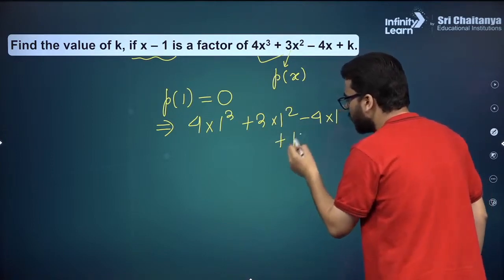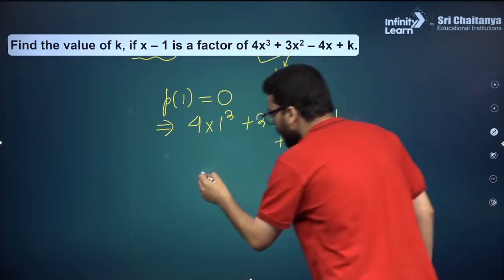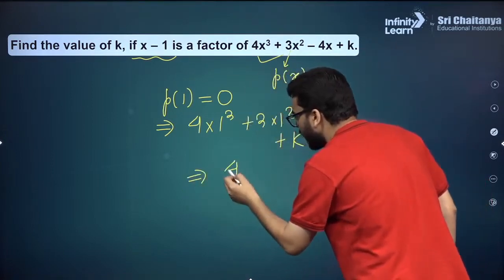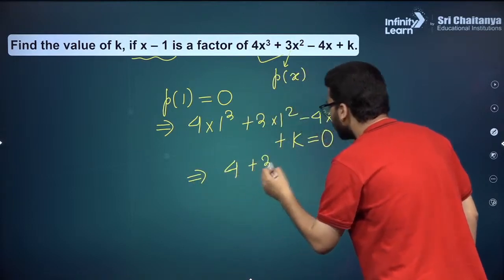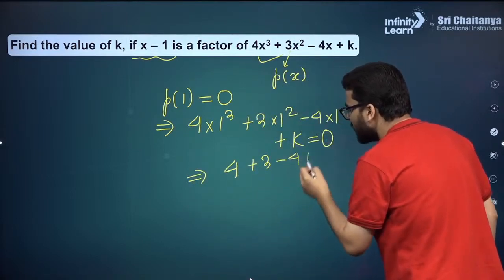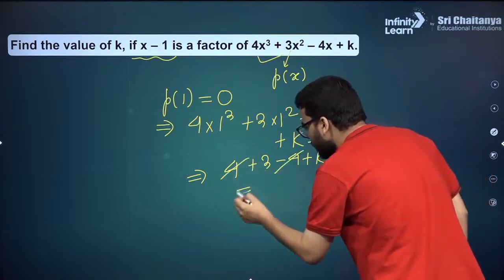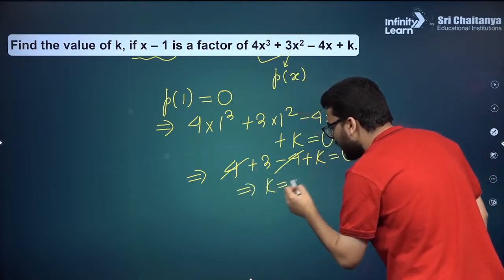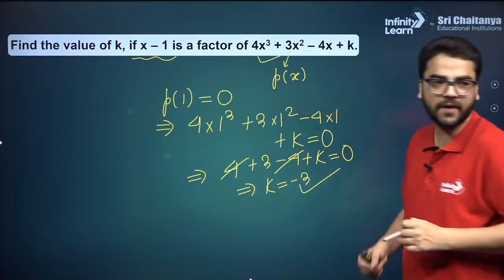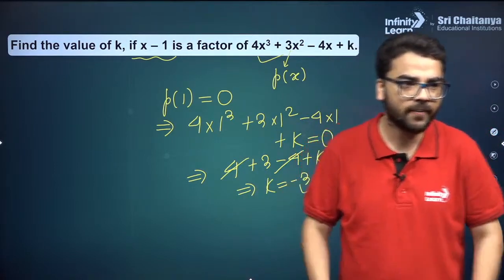Plus k, that is equal to 0. So just solve this equation and you'll get the value of k over here. So you see this is 4 plus 3 minus 4 plus k, that is equal to 0. So you can cancel out 4 over here. So the value of k is coming out to be minus 3. Any doubt in this thing?